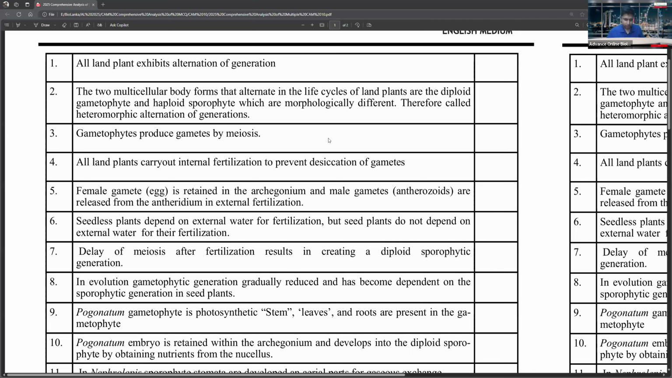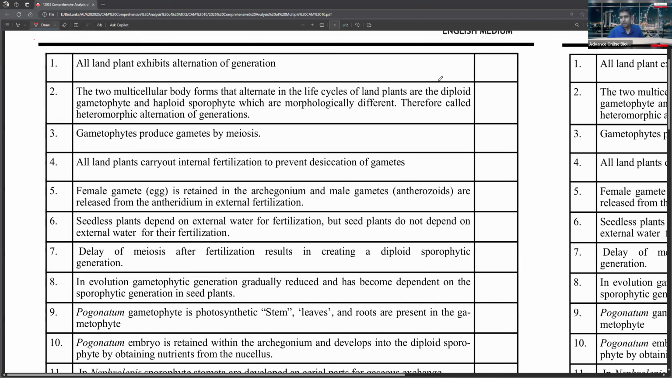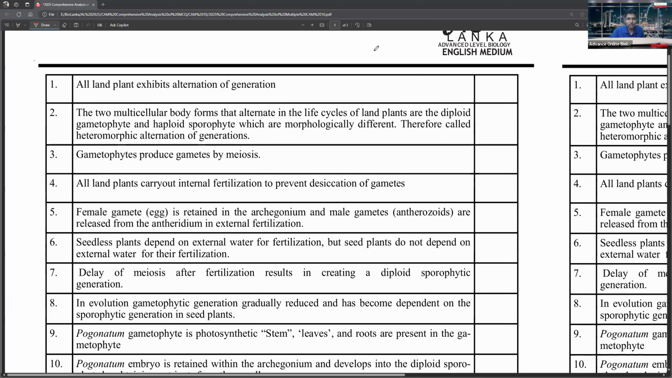Can you annotate, people? First one: all land plants exhibit alternation of generation. What do you say about that? Is it correct or wrong? Come on, mark. Lavai, can you mark on the screen?